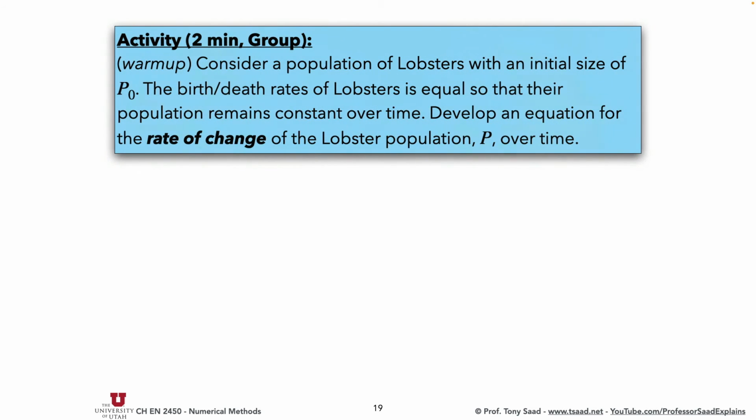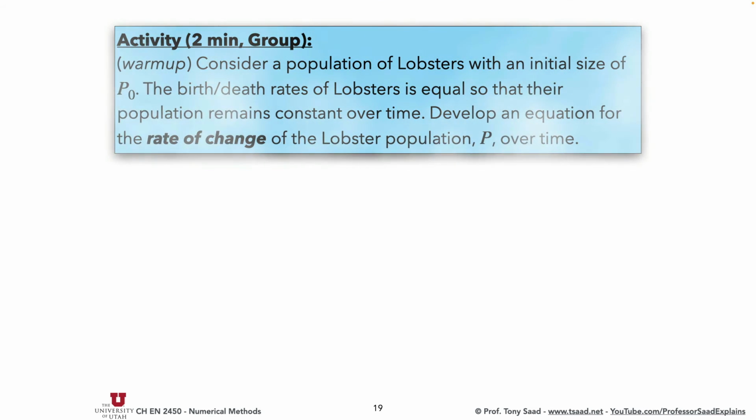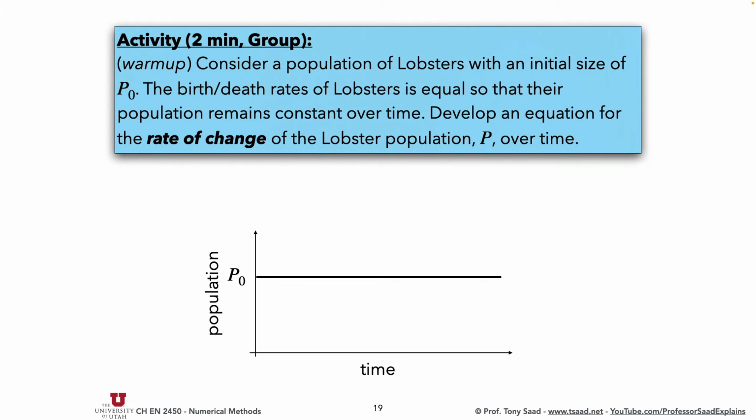Okay, let's start with a warm-up. I want you to consider a population of lobsters with an initial size of P0. This is just a warm-up. Now, the birth and death rates for the lobsters are equal. So there's no change in this population.